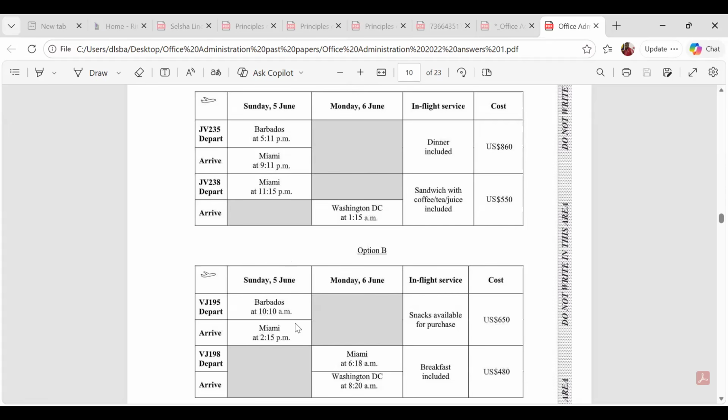Option B, you're in Miami 2:15 p.m. and you're leaving Miami the next day. So what are you going to have to find in Miami? A hotel, which will cost money. So you can put all of that in the body.